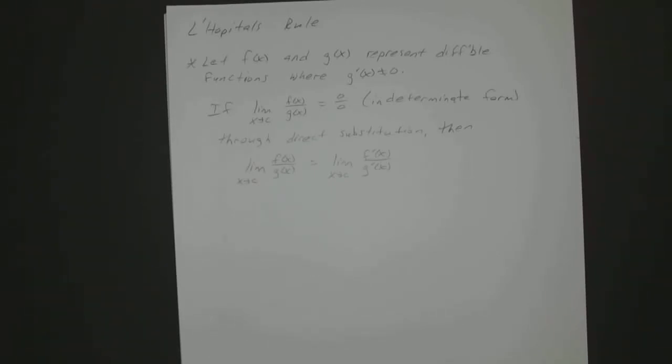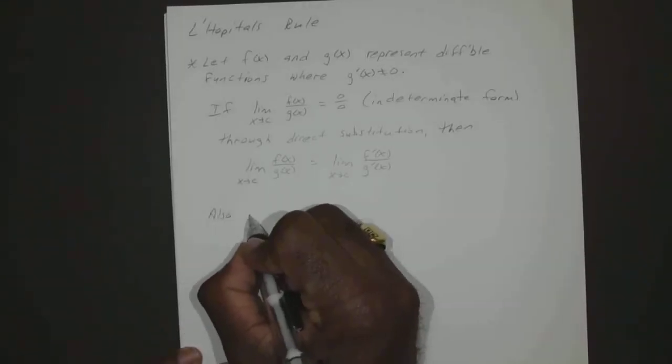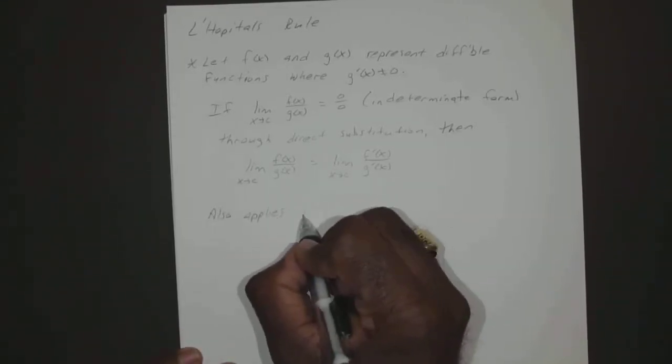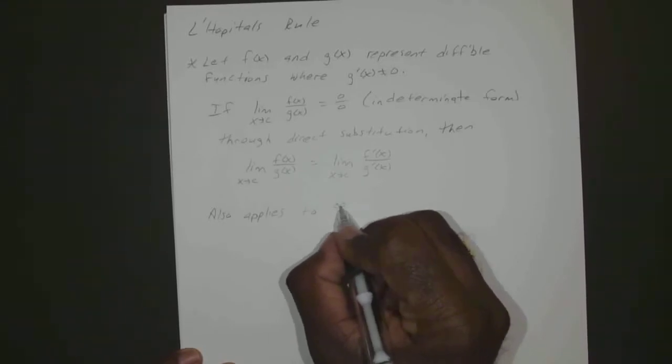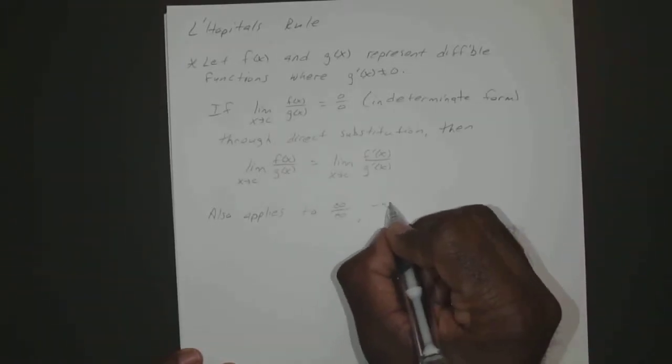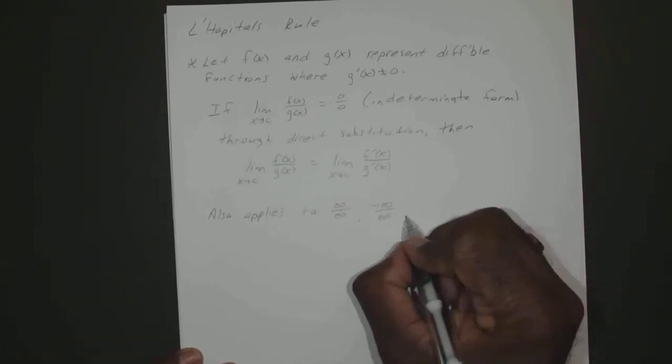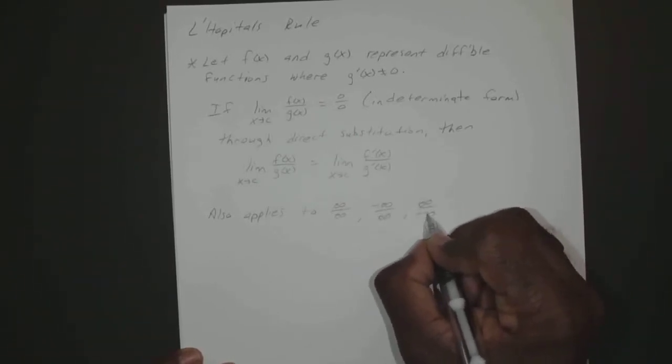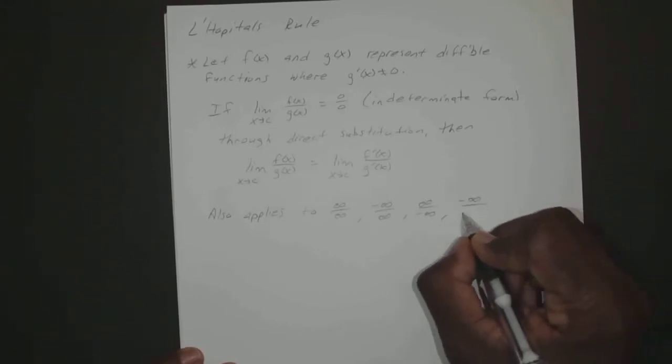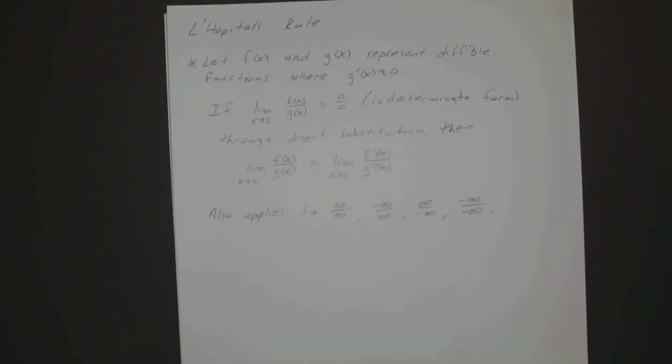Isn't it also applicable to infinity minus infinity? Yep, it applies to infinity over infinity, infinity minus infinity. We're going to go through all of those. Yep. It also applies to infinity over infinity, negative infinity, or positive infinity over negative infinity, and negative infinity over negative infinity. So that's when you don't have to do any type of manipulating or anything else.